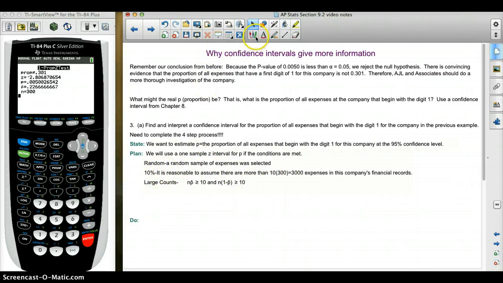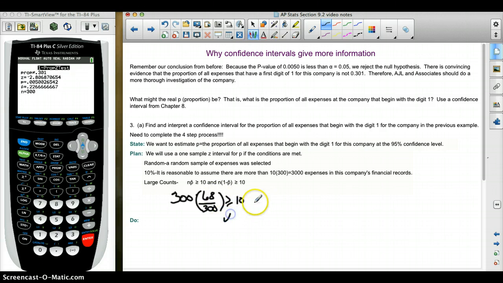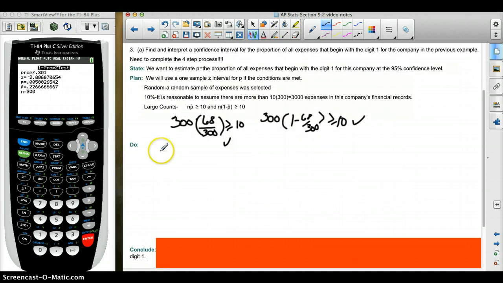Then we check the large counts condition to make sure it works, where n here is again 300. Your p hat, remember, was 68 over 300, and n times p hat is going to be greater than or equal to 10. You also do this for the opposite: 300 times 1 minus 68 over 300 ends up being greater than or equal to 10 also, so they all end up working. Once you have that, remember, now you go through and do the do process.